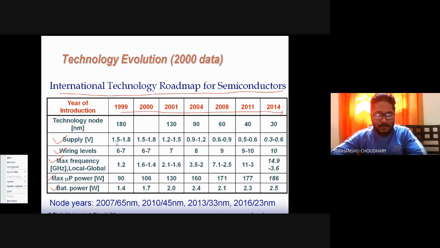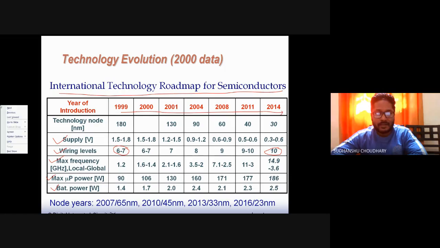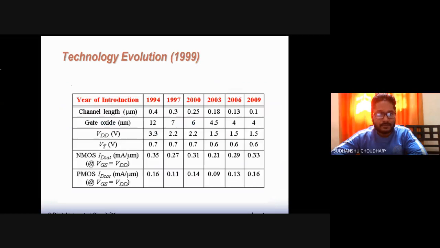Similarly, supply voltages: they predicted that in 99 it will be 1.5 to 1.8 volt, and by 2014 it will be 0.3 to 0.6 volt. Wiring levels: they predicted that in 99 it will be 6 to 7, and by 2014 it will be 10. By 2020 there are more than 12 or 13 wiring levels. Similarly frequencies, and similarly maximum power and battery power. All these predictions are given by this important society, ITRS, that is International Technology Roadmap for Semiconductors.